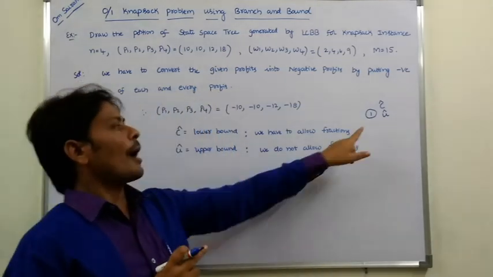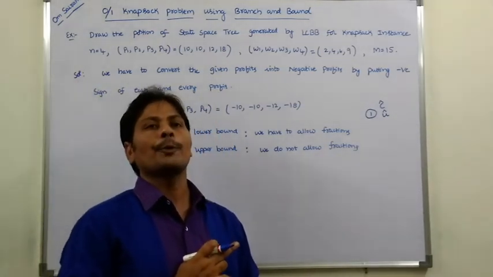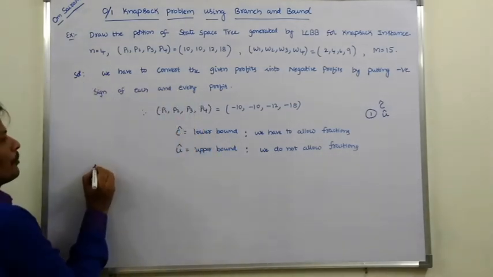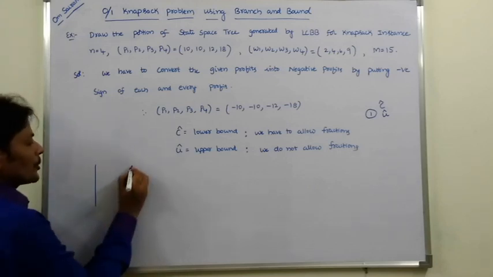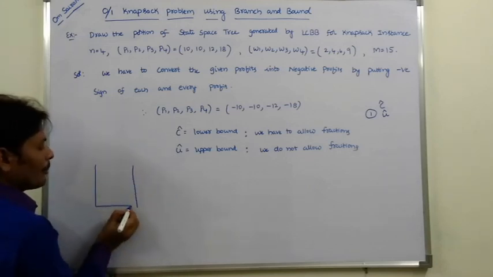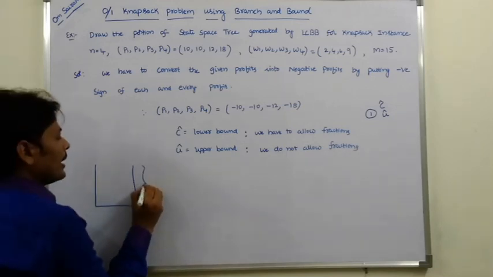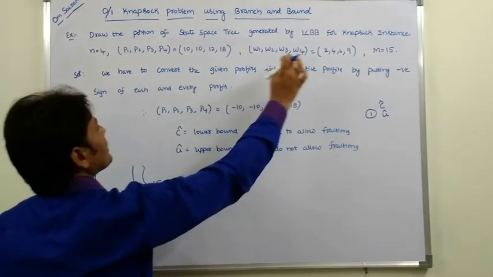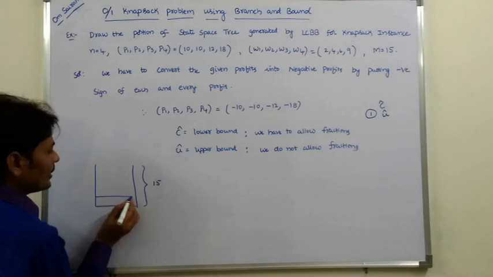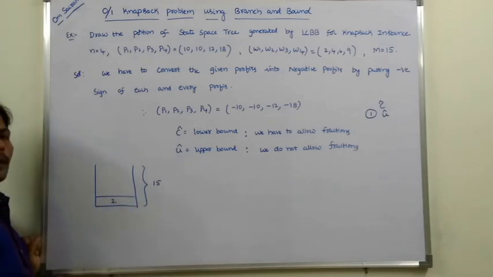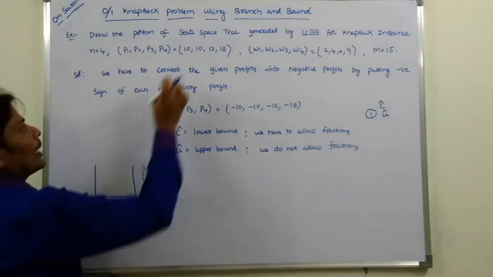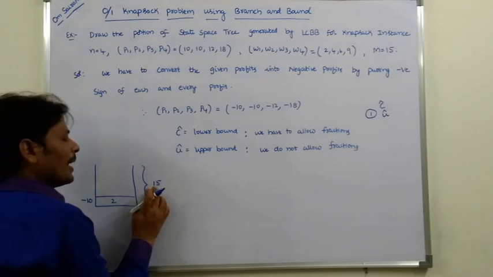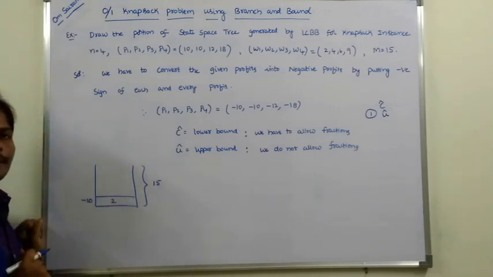So now we have to calculate C cap and U cap for the root node. Okay. So first the C cap value. So we have to calculate the lower bound. Okay. So the capacity of the knapsack is 15. First we have to place the first object into the knapsack. Its weight is 2 and the profit is minus 10. Next, what is the remaining capacity? 15 minus 2, that is 13.